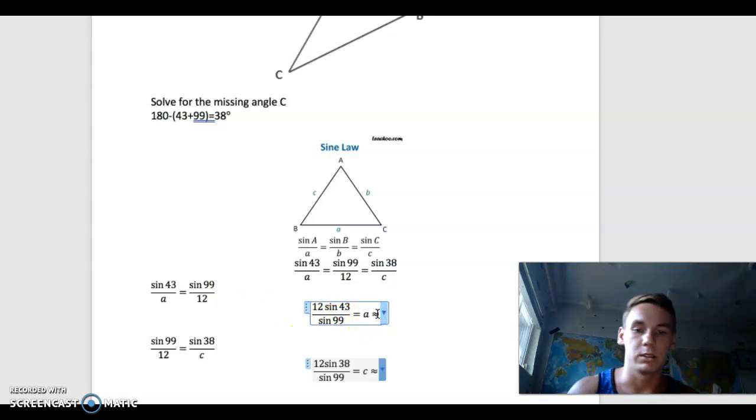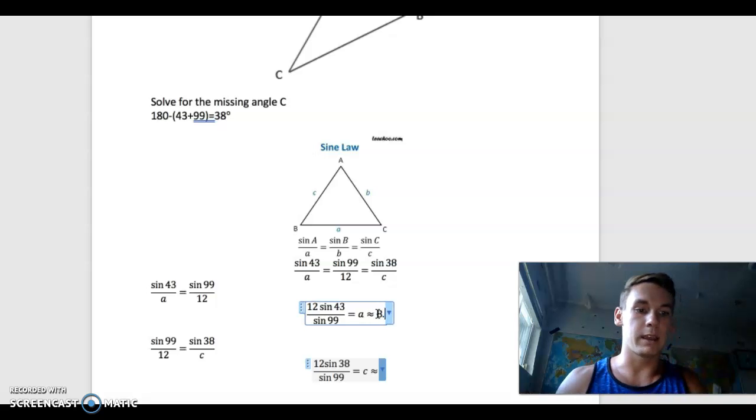And you're given this equation, which is 12 sine 43 over sine of 99, which equals A, which in this equation equals 8.285994. And for this case, we are going to round to the hundredths place, so it would be 8.29.